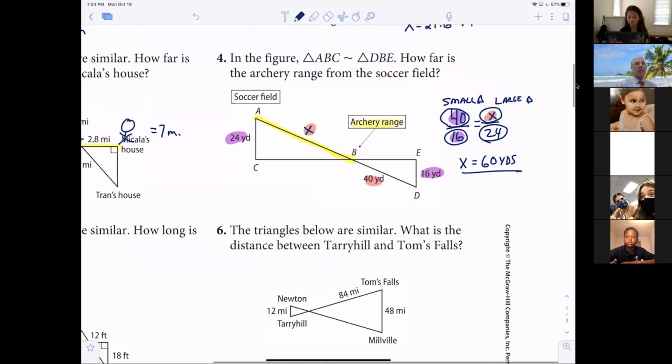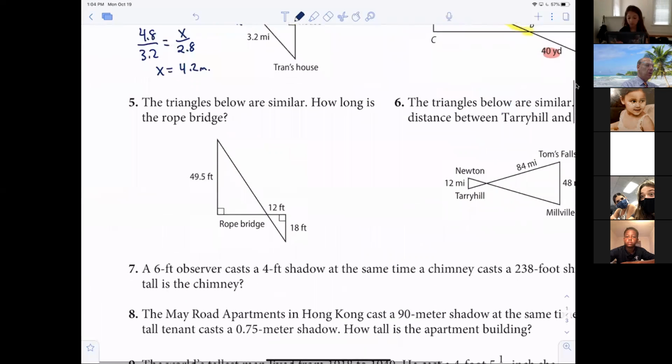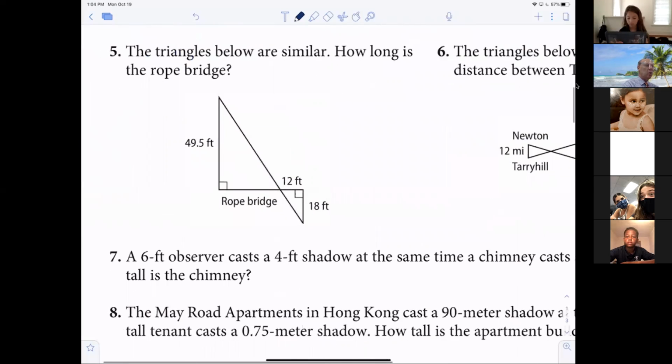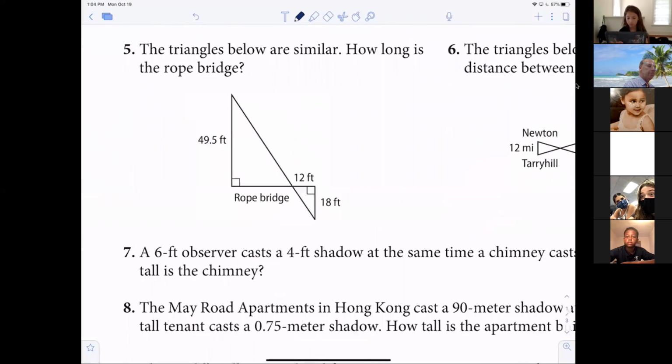Okay, remember what I said, guys. You don't have to set the proportion up exactly the same way in order for it to be correct. All right, so here we go. Number 5, Miss Pancholi, you're up. Tell me how to set this up.